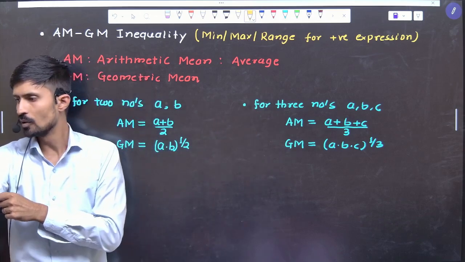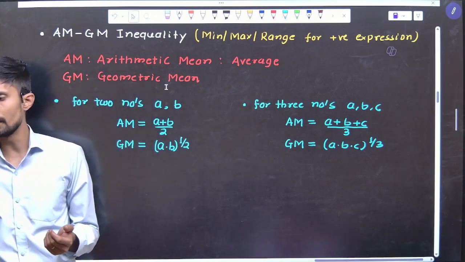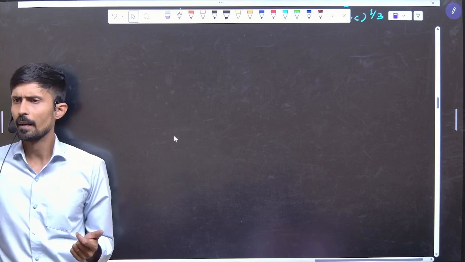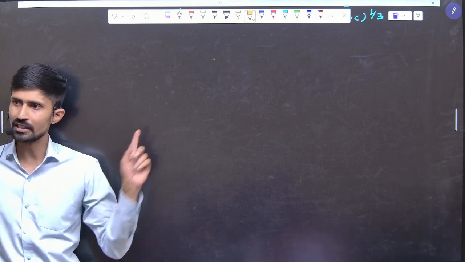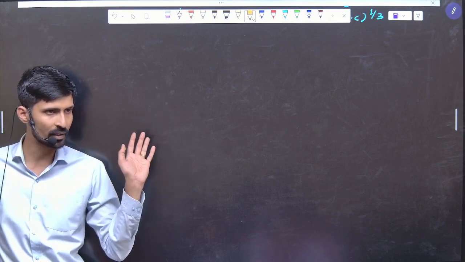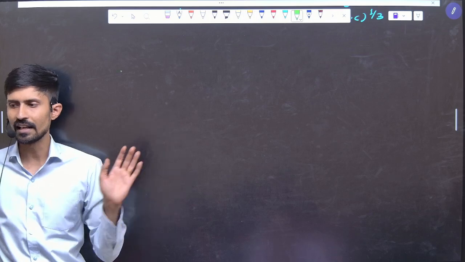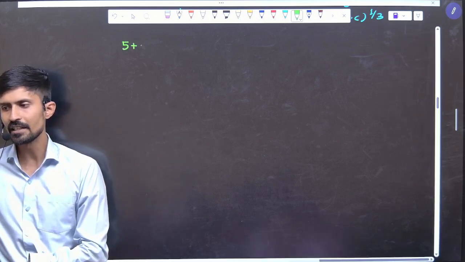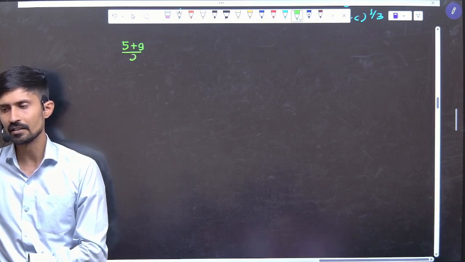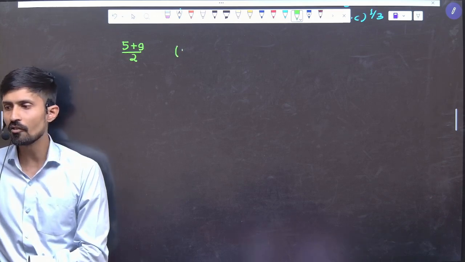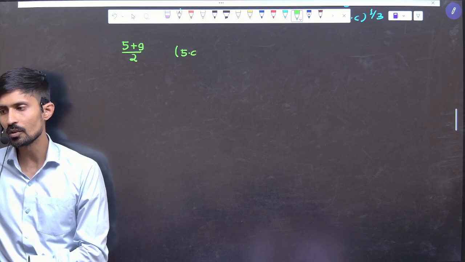Okay. Now, what is this? You give me any two numbers. Positive numbers, because this topic will only work for positive numbers. You don't have to give any negative number. So you take 5 and 9. So you find arithmetic mean of 5 and 9. What will it be? 5 plus 9 by 2. What will be geometric mean of 5 and 9? 5 into 9 raised to 1 by 2.